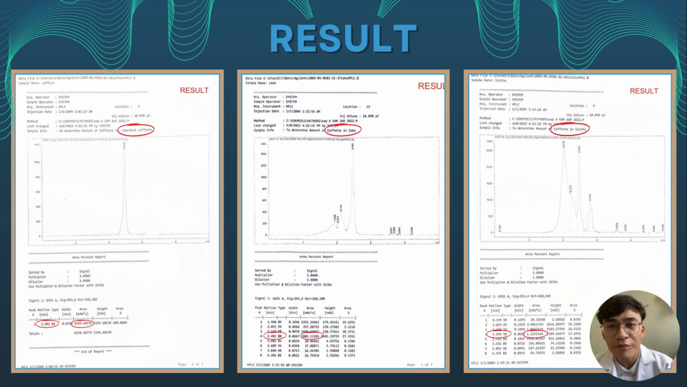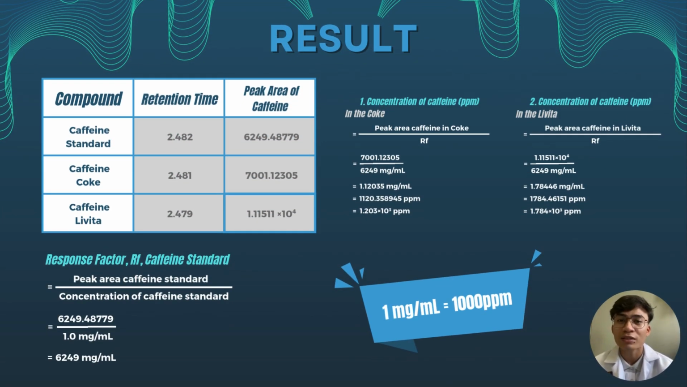For the result, the retention time for the caffeine standard is 2.482 and the area of caffeine is 6,249.48779. For caffeine in Coke, we got a retention time of 2.481 and a peak area of 7,001.12305. And the last one, for caffeine in Levita, the retention time is 2.479 and the peak area is 1.11511 times 10 to the power of 4. A table was constructed from the results.